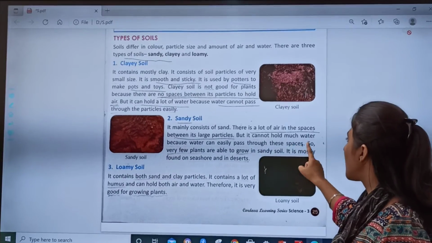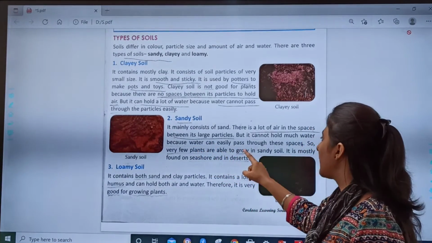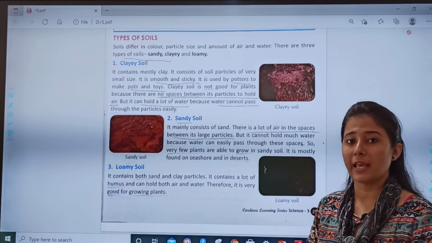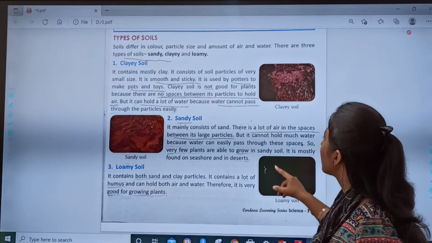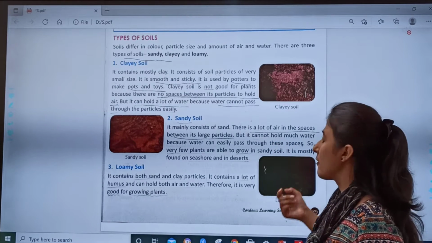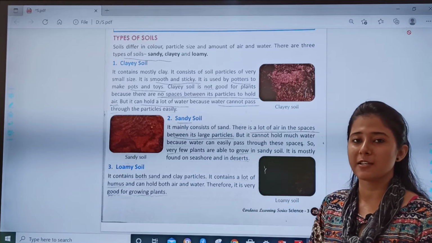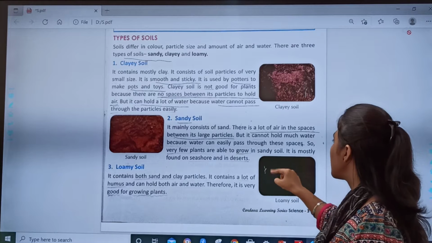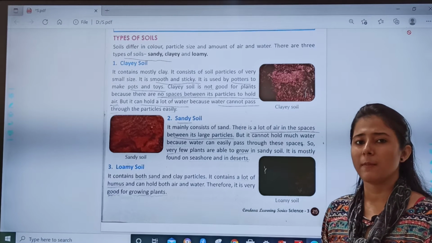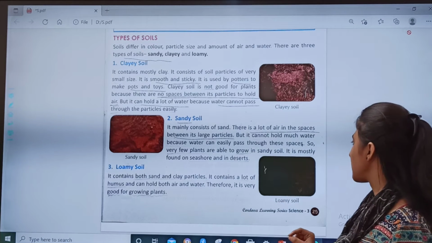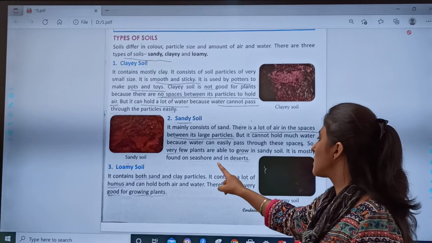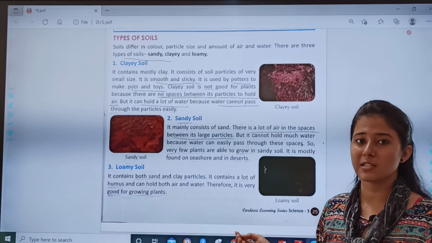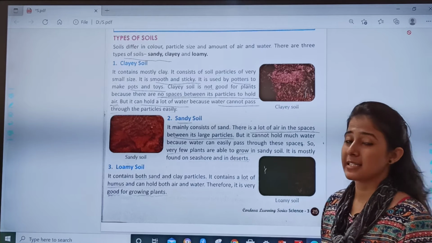But it cannot hold much water because water can easily pass through these spaces. Opposite to clay soil, which can hold much water, this cannot hold much water. Why? Because उसमें से water easily pass हो सकता है. So very few plants are able to grow in sandy soil. So sandy soil में भी बहुत कम plants grow हो सकते हैं. It is mostly found on seashore and in deserts. If you go to any seashore or desert, Rajasthan area or somewhere, you will find sandy soil.